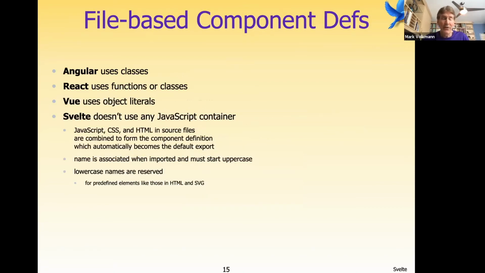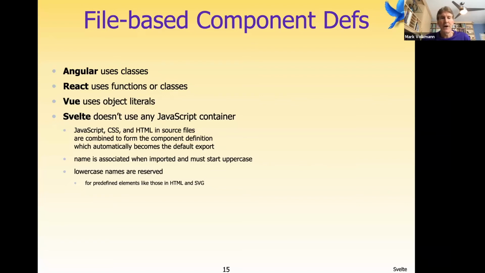File-based component definitions. So in Angular, when you implement a component, you do so by implementing a TypeScript class. In React, you can do that as well, but you can also define a component just with a JavaScript function. In Vue, at least in Vue 2, you define an object literal that has certain properties on it, like data and computed and many others. But Svelte doesn't really have any kind of JavaScript container like that that is used to define a component.